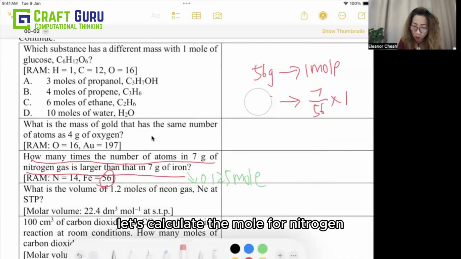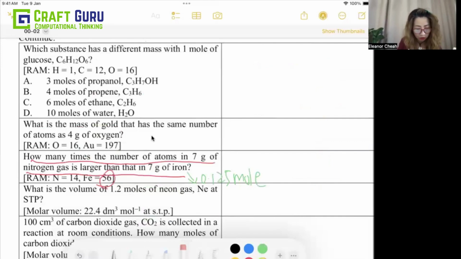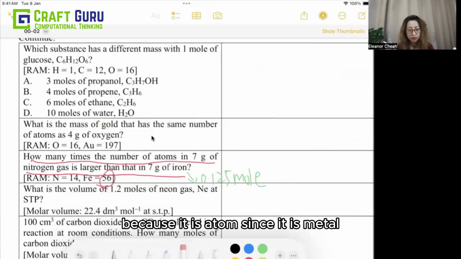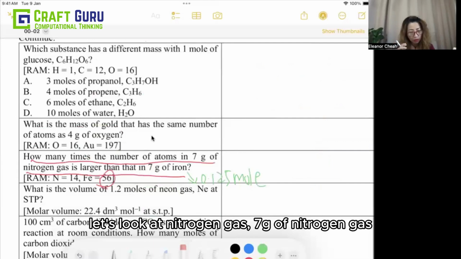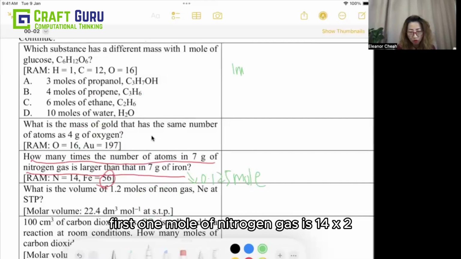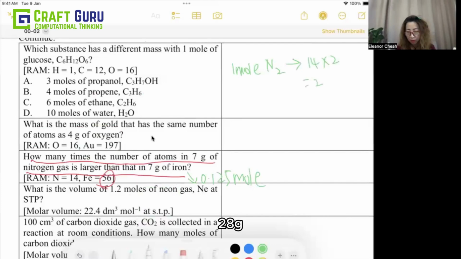Let's calculate the mole for nitrogen. For iron, we don't convert it to number of Avogadro because it is atom, since it is metal. So let's look at nitrogen gas. 7 grams of nitrogen gas. We use mole to calculate first. 1 mole of nitrogen gas is 14 times 2, 28 grams.